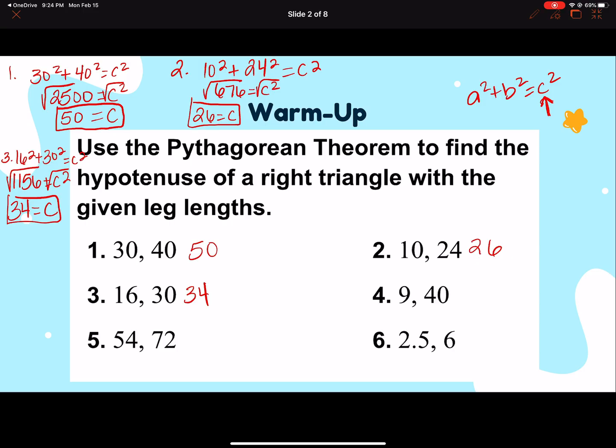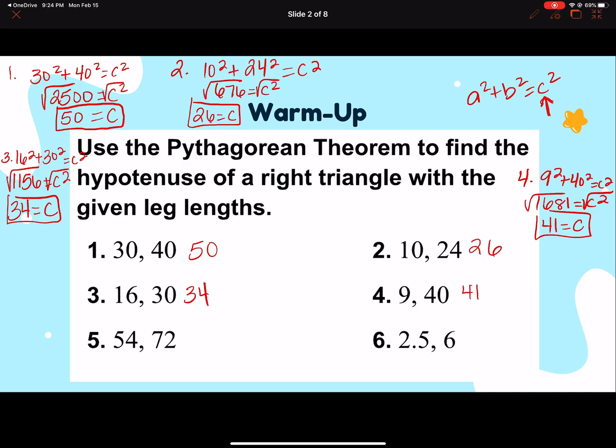Number 4, we'll do over here. 9 squared plus 40 squared equals c squared. When you do 9 squared plus 40 squared, I think I remember this one from when we did the Pythagorean theorem a whole bunch. It's 1,681, and that's c squared. So the square root of that is just 41. Again, this is a counting number. I could count to that if I wanted to, so it is rational.